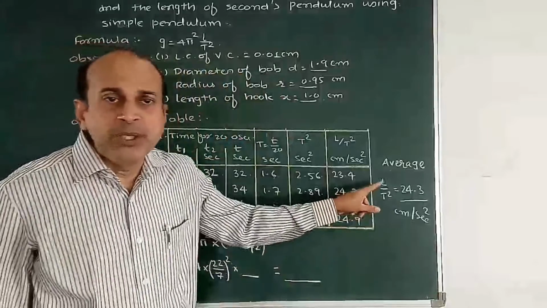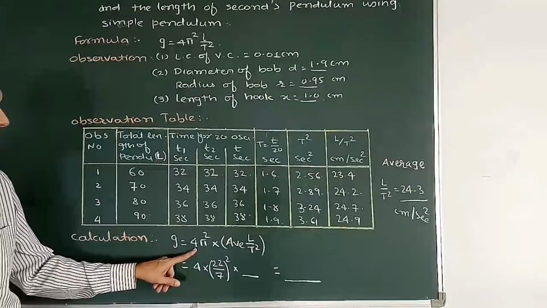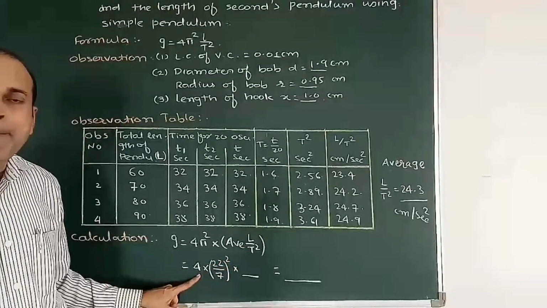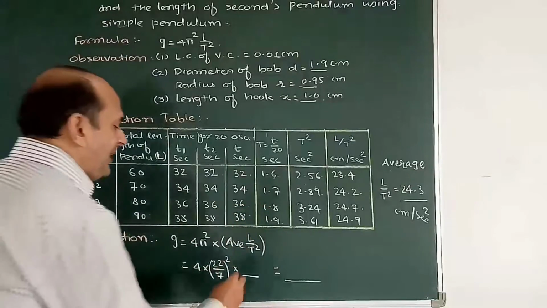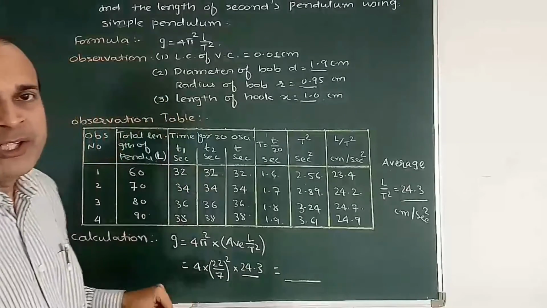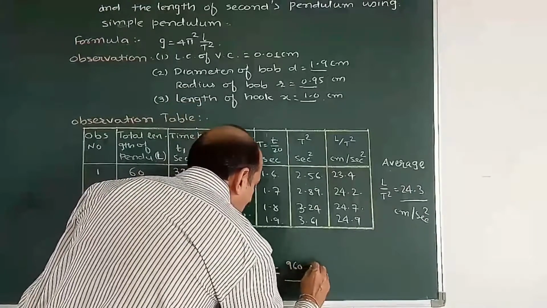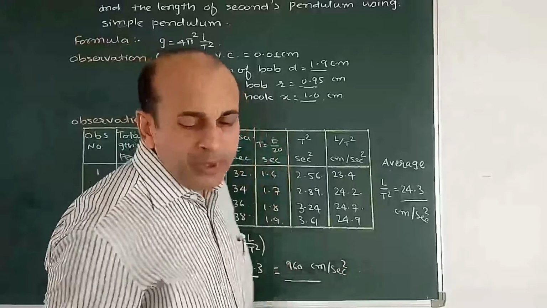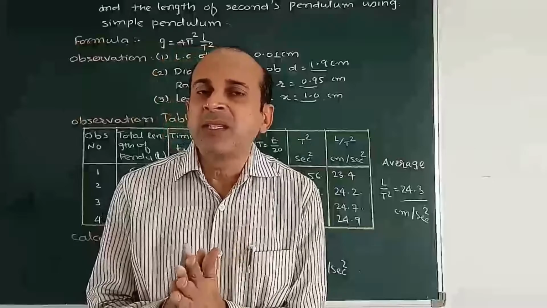Let me substitute this value in the formula. g is equal to 4π² into average L by T². 4 means 4, π² means (22/7) squared, and the average is 24.3. The answer for the gravitational acceleration here is equal to 960 centimeter per second square. The exact value of the gravitational acceleration is 980. Our answer is slightly different.